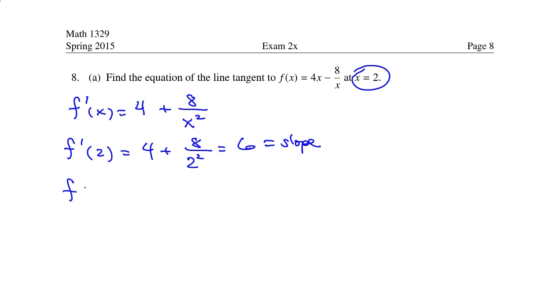We need the actual point, so we take 2 and evaluate it in the original function. So that would be 4 times 2 minus 8 over 2.